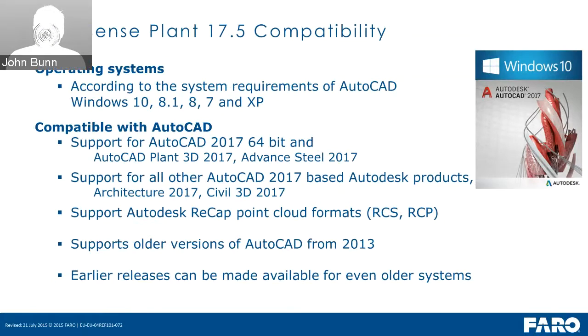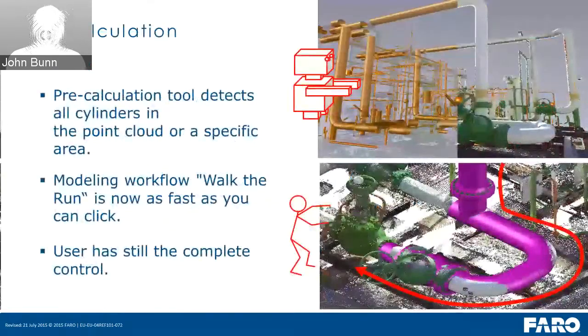So getting into some of the new features here, this is, in my opinion, one of the most noticeable improvements in the software. This is pre-calculation of cylinders. We're doing this slightly differently: we're actually calculating all these cylinders, putting them on their own layer, and they're hanging out there in the background. We're using that in our walk the run to enhance the accuracy and the speed dramatically. And it also gives the product the ability to see fittings much further than we could before.